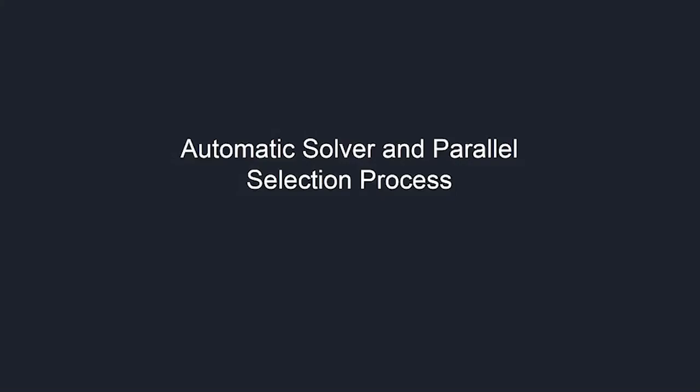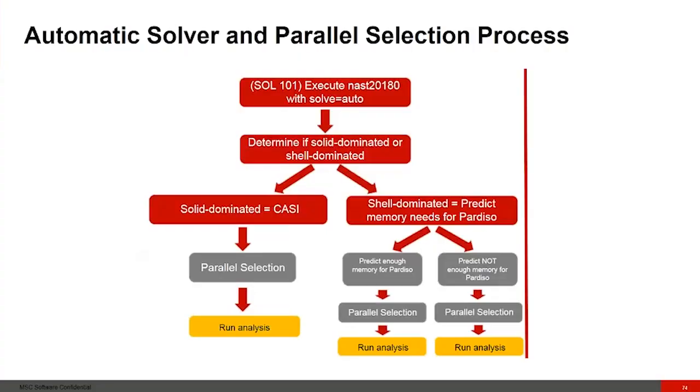Last item that I want to mention is this cool feature that we have added in our version 2018. It's an automatic solver selection, and it also automatically selects the solver for you and the parallelization method. So it's a very cool feature. What you do is you execute the analysis in Nastran 2018 with solve equal auto, and it will decide what solver to use depending on whether your model is solid-based or shell-dominated, and mostly useful in solution 101 and 400.